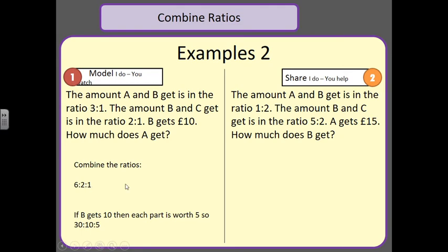6 to 1, and I've told you that B gets 10. So these two parts are worth 10, meaning each part is worth 5. So if each part's worth 5, you times all those numbers there by 5: 6 times 5, 2 times 5, 1 times 5. So I want you to try now the one on the other side, thank you. Put me on pause.